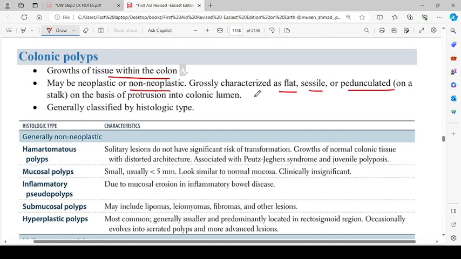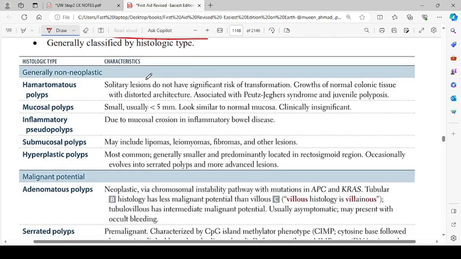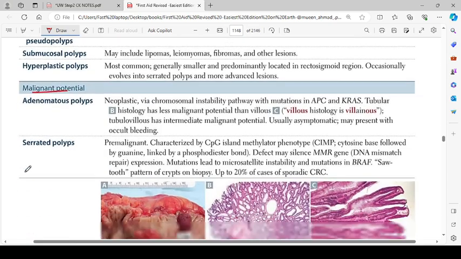Colonic polyps. Growth of the tissue within the colon may be neoplastic or non-neoplastic, grossly characterized as flat, sessile, or pedunculated, where pedunculated means on a stalk, on the basis of protrusion into the colonic lumen, and generally classified by the histologic type. So the histological types are classified as the following. The ones which are generally non-neoplastic are the following, and then the ones with malignant potential are these two.